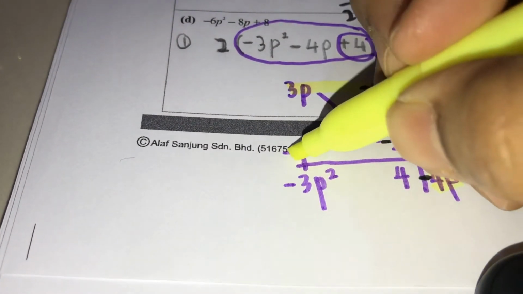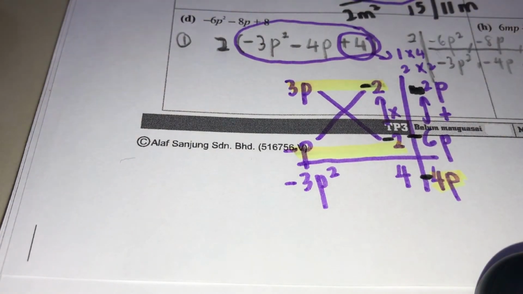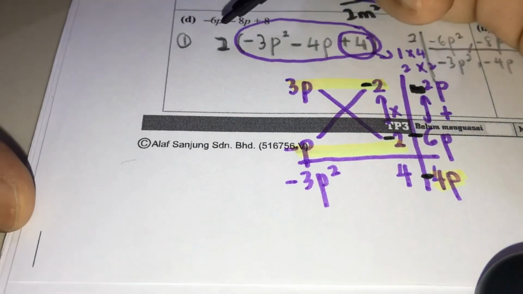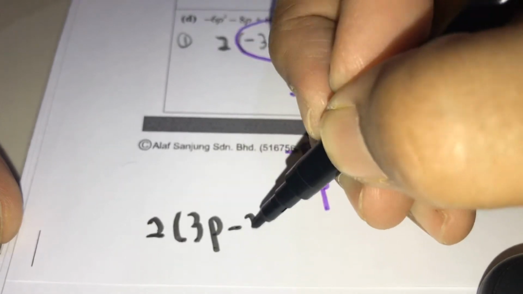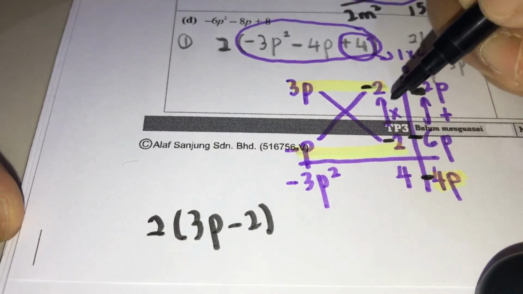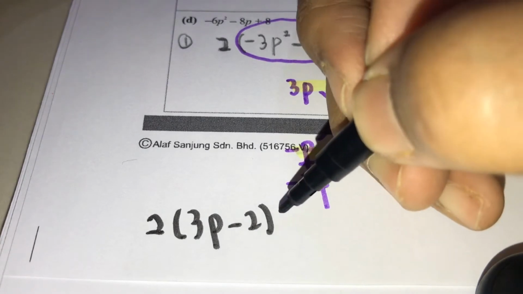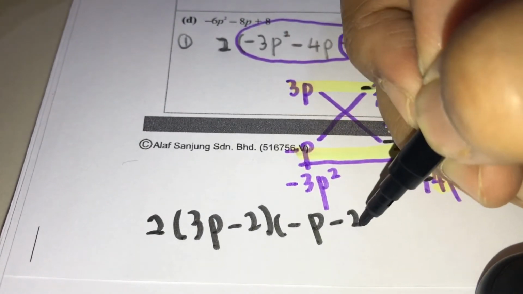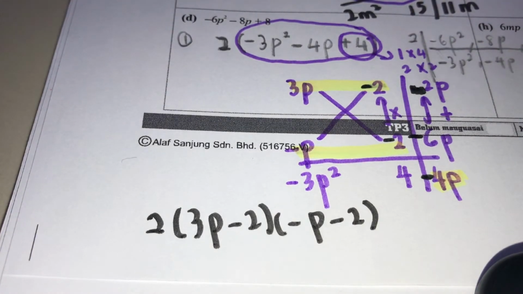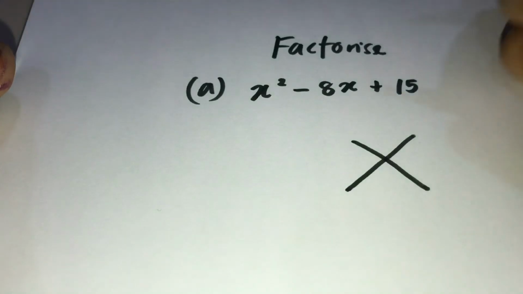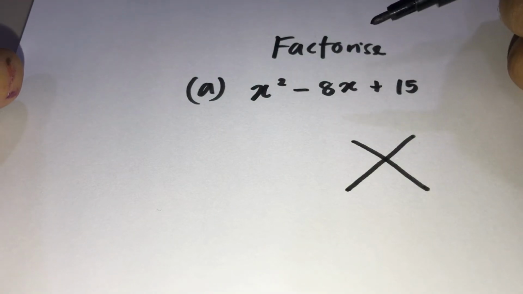So your answer here: you must copy back this 2, open bracket, 3p minus 2, negative p minus 2. Okay, finish. So this type of question you have to practice. You practice, you will understand. Like this, factorize. I will give another question.